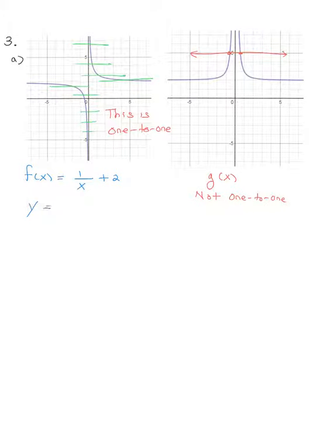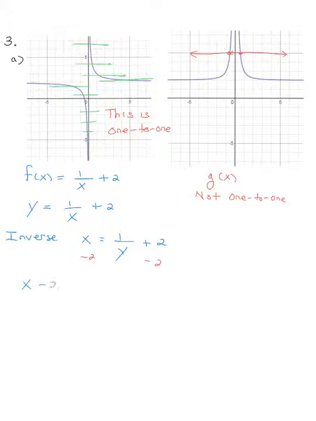I'll take my equation, replace f of x with y, and note that the inverse is the equation that switches each x with a y and each y with an x. My goal is to now solve this equation for y, but again, I don't think that this is going to be too difficult. Just like in the previous review, I'll subtract 2 from both sides.